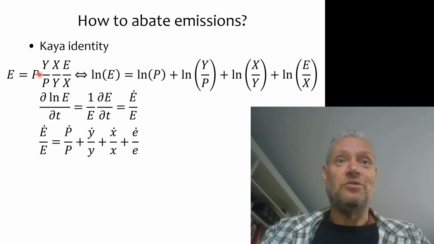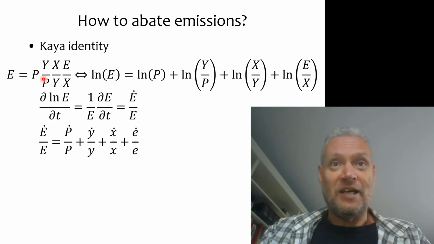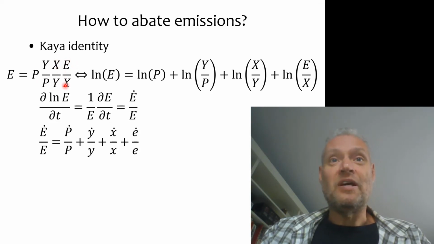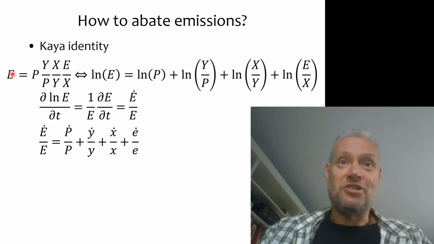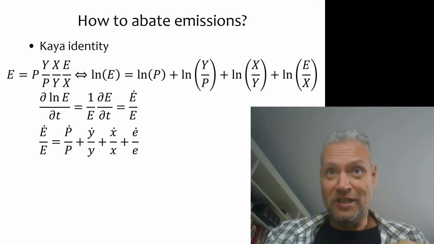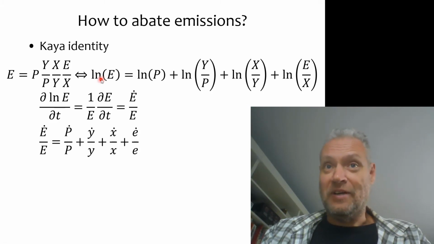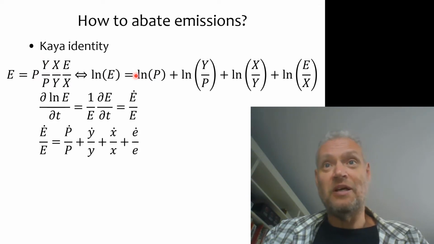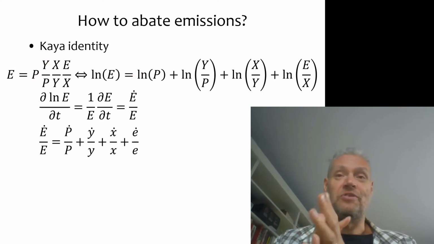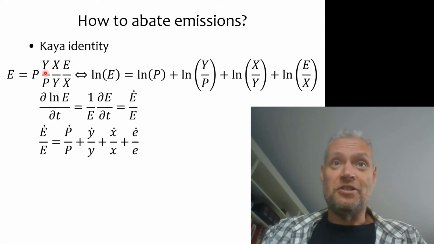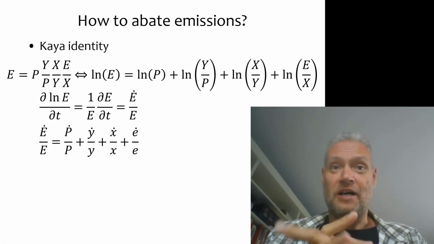Emissions E equals the number of people times per capita income times the energy intensity of the economy times the carbon intensity of the primary energy supply. Now, if this is true, then we can also take the log on both sides of the equation. And then we have this expression here, where of course the multiplication that we see here becomes an addition after we've taken the log. This is true, and therefore this must be true as well.